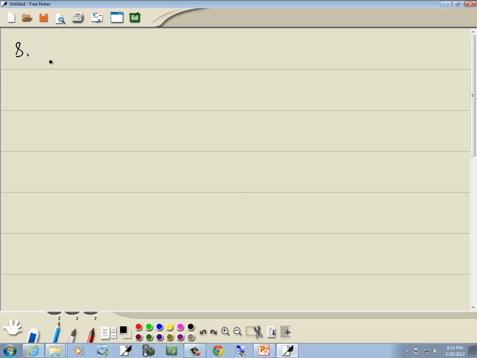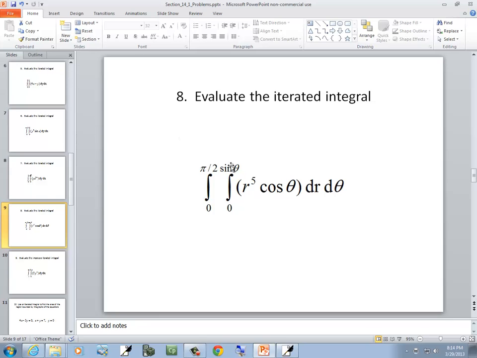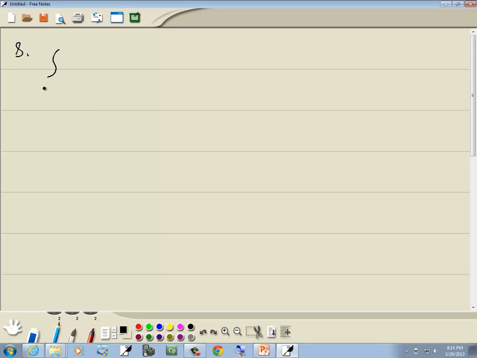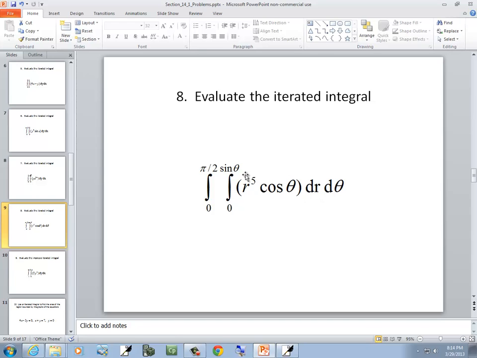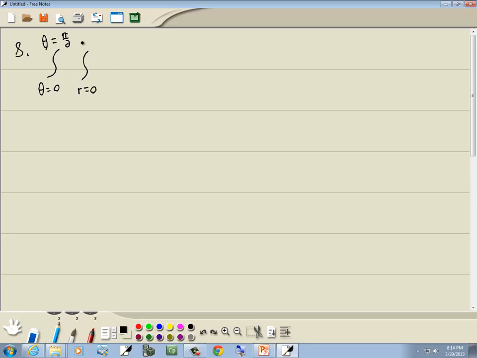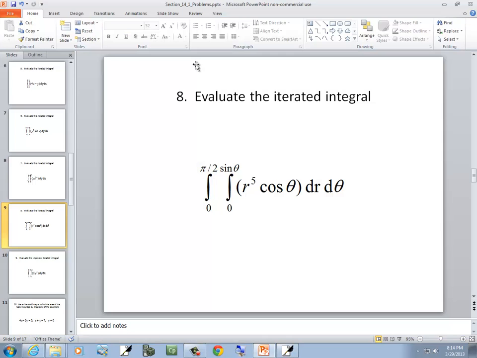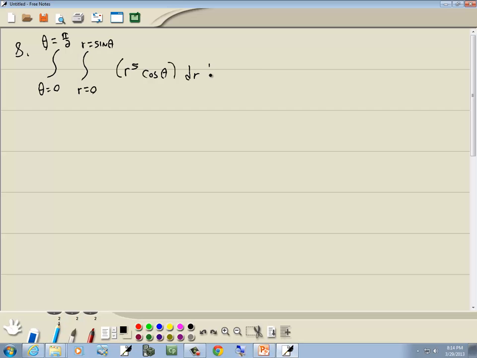Here we got different variables, but it doesn't matter what variable we're dealing with, same idea. Now our d theta is on the outside, so this is going to be theta is equal to 0 to theta is equal to pi over 2. And on the inside we have our dr, so this will be r is equal to 0 to r is equal to sine theta. And we got r to the 5th cosine theta dr d theta.